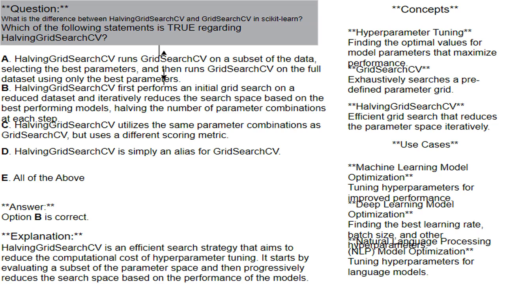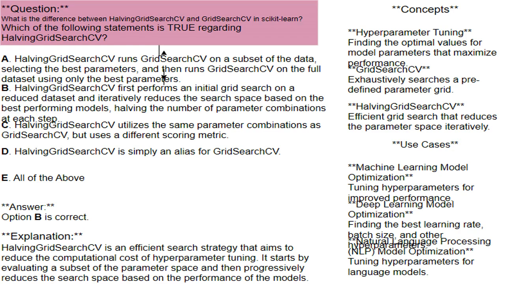Grid search CV exhaustively searches a predefined parameter grid. Grid search CV exhaustively tries all possible combinations of hyperparameters within a predefined grid. It trains and evaluates the model for each combination, reporting the best performing set of hyperparameters based on a chosen metric. It can be computationally expensive for large parameter grids.